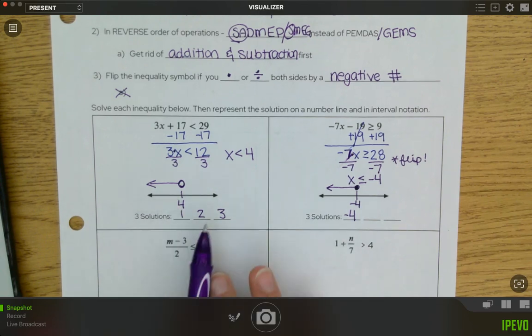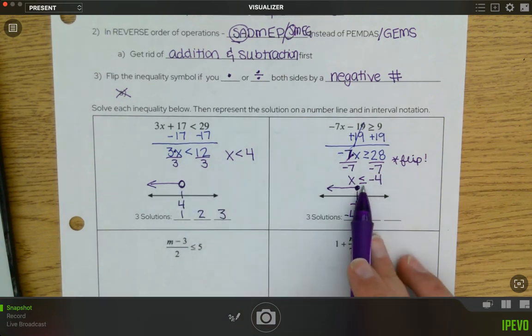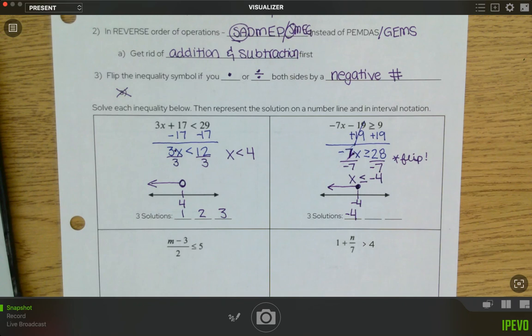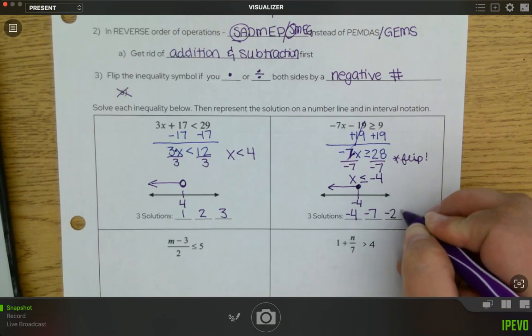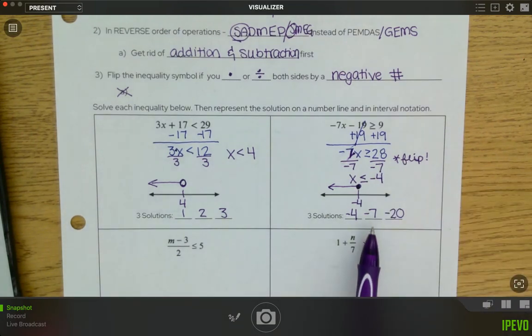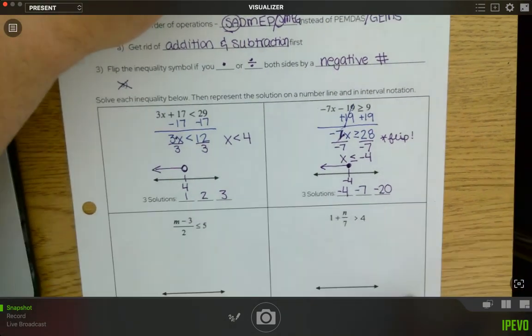But over here, I could not have put 4 on the list because it's open. It's not or equal to. This one is or equal to. And then I need two other numbers that are less than -4. So I'm going to go like -7 and -20. Notice how these are technically bigger numbers, but since we're in negatives, a bigger negative is less of a number. You have less money if you have more in the negative.